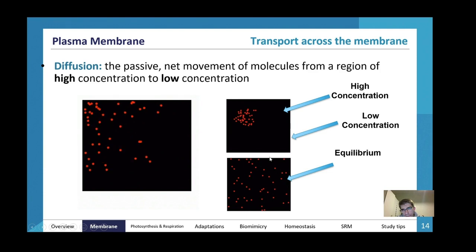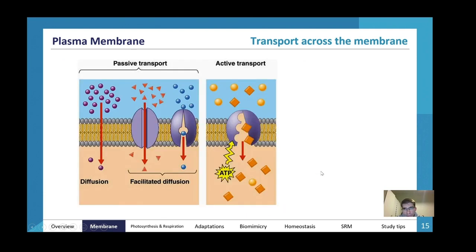And as you can see, high concentration, low concentration, in equilibrium, they are dispersed everywhere. Now, there is a difference between passive transport and active transport, and thank God for the image that we have here. So, passive transport is the simple diffusion of molecules from an area of high concentration to an area of low concentration.